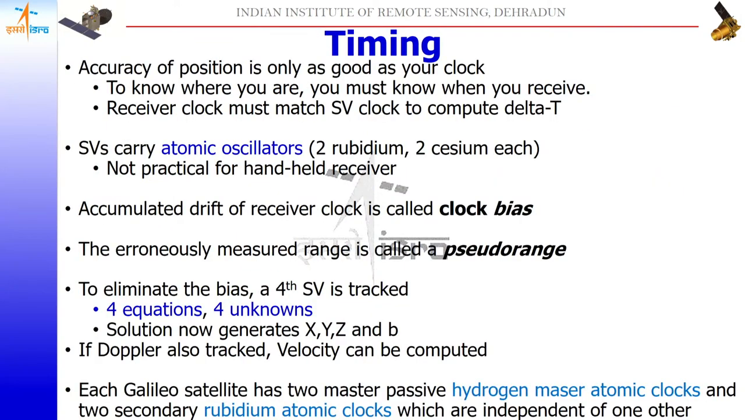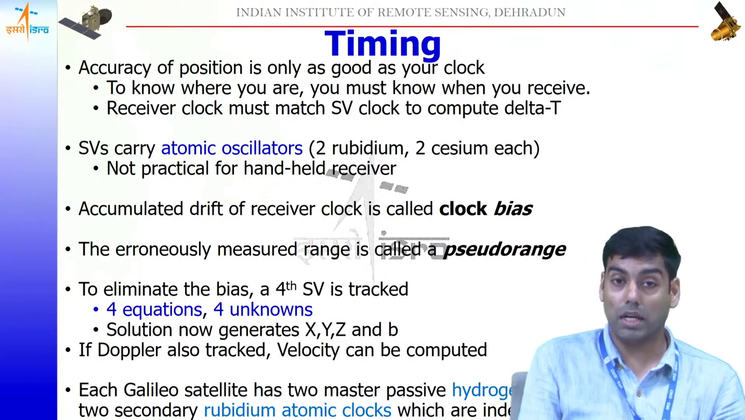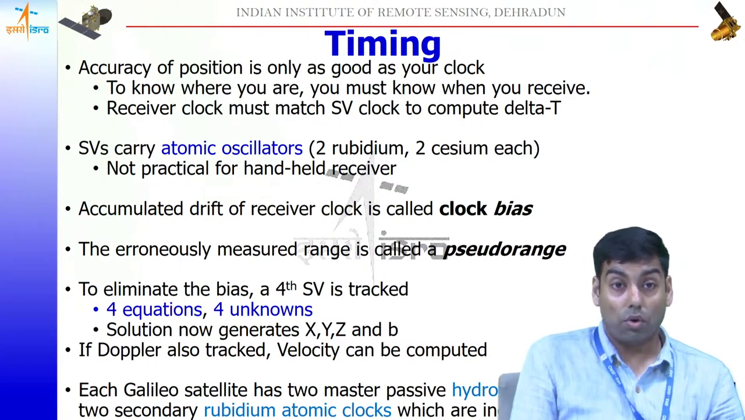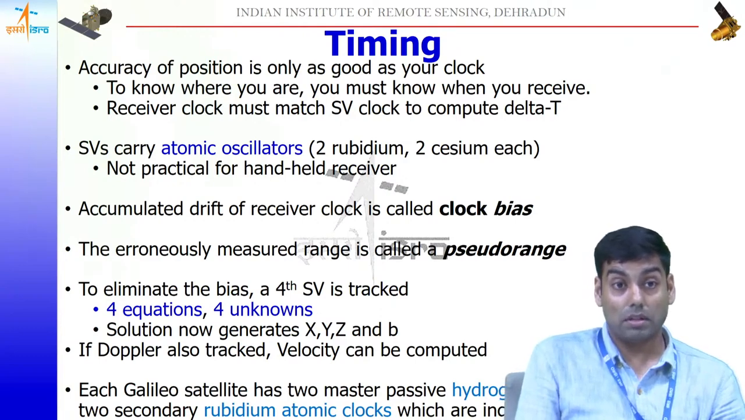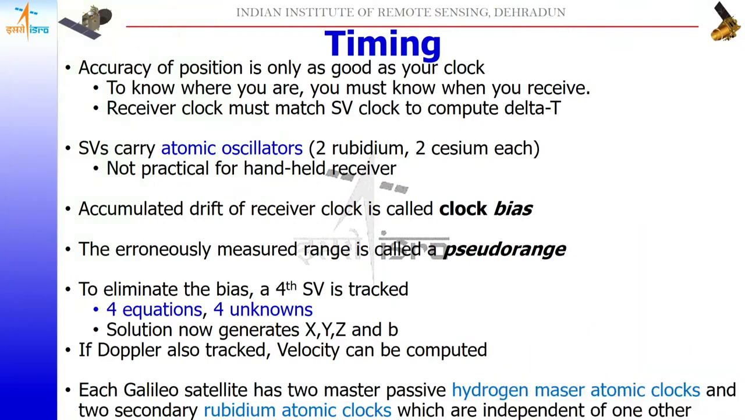The timing accuracy of position is only as good as your clock. This is very true, and it is fundamental. To know where you are, you must know when you receive. The receiver clock must match the satellite clock to compute delta t. I hope you understand this statement; I already explained it. Satellite vehicles carry atomic oscillators, I told you, two rubidium and two cesium each. This is not practical for a handheld receiver.